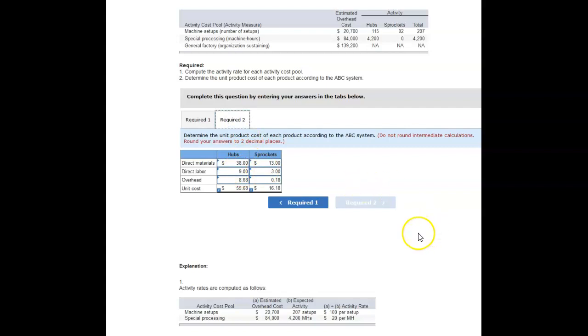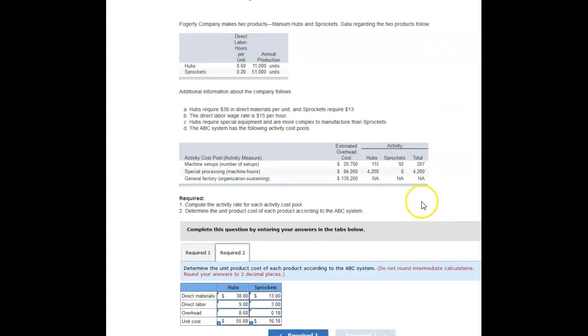Let's start with the easy part. First of all, they tell us right away that for hubs it requires $38 in direct materials per unit. So just take that number and drop it in. No computations necessary. Then for the sprockets, the materials cost $13. Take 13, drop it in under the sprocket category. Again, no computation. Direct labor, we do have one additional step.